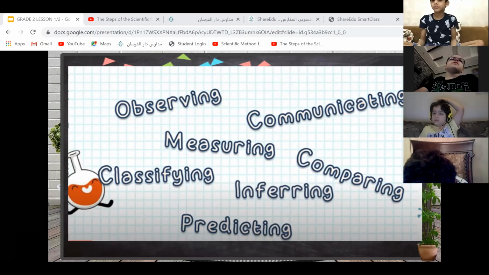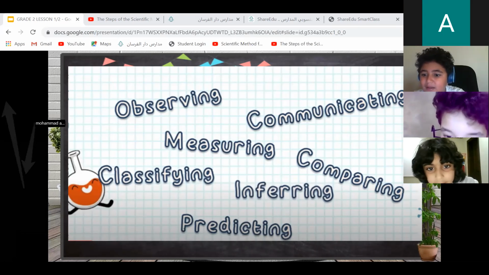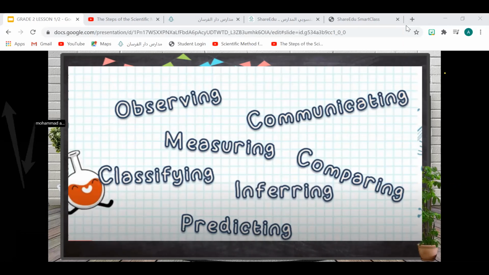Communicating is about talking to someone about your experiment or your exploration. What are you going to explore? Compare. Excellent. What do you mean when you want to compare? Excellent, my boy. Excellent. Compare is about what?